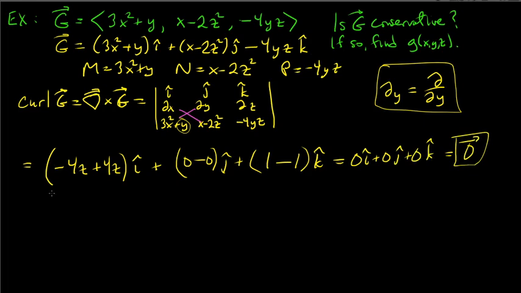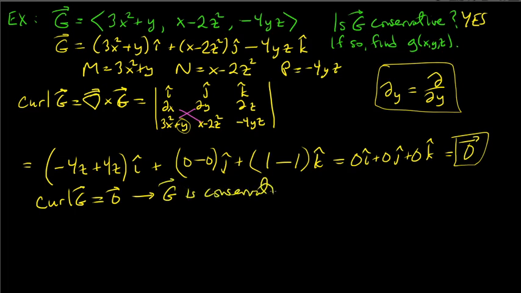So the curl of G is in fact 0, right? So the answer then has to be yes. If the curl is equal to 0, then G is conservative. Okay. So, yep, if the curl is 0, it is conservative. If the curl is not 0, it's not conservative. Right. And if it wasn't conservative, we'd be done.